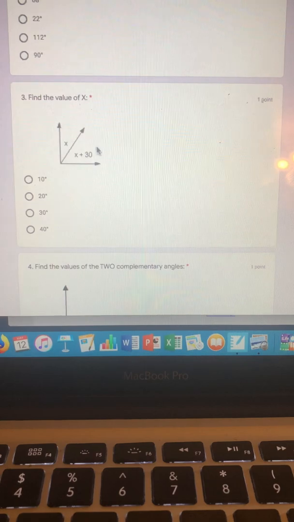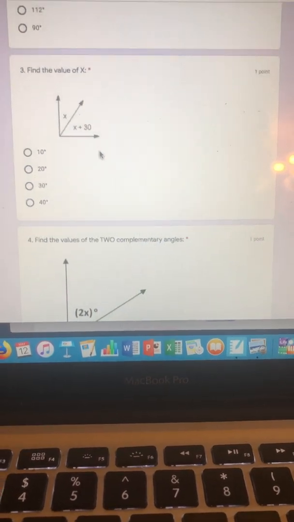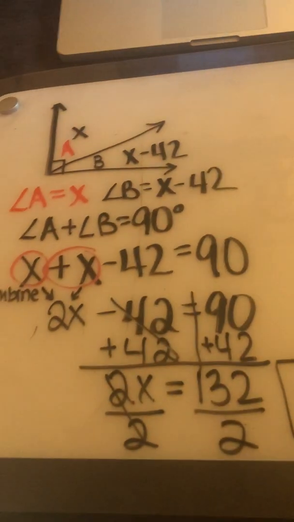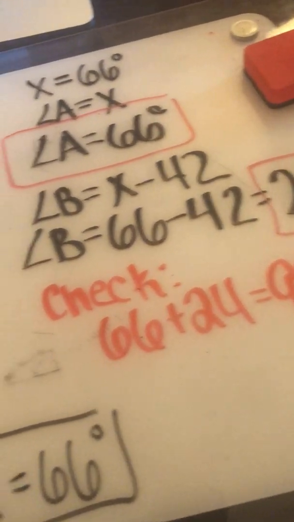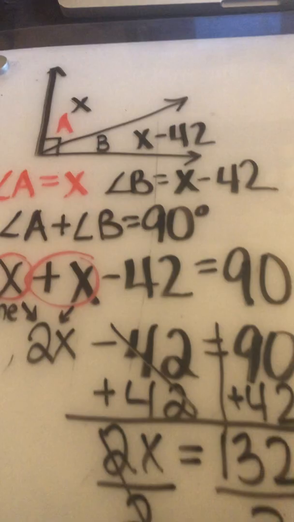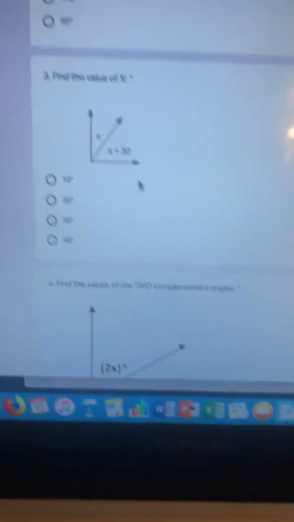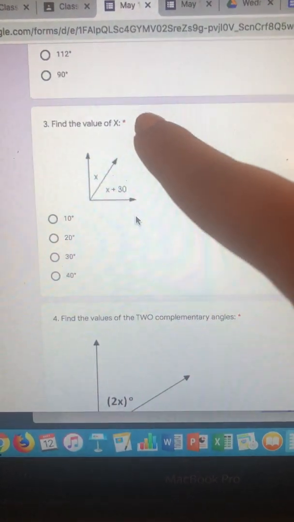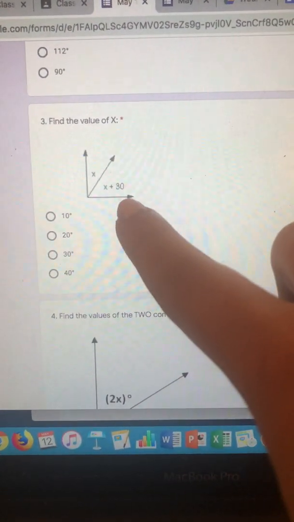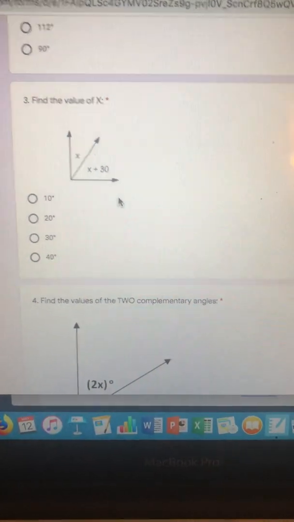Question 3 is similar to the one I just modeled for you. So it's going to be something like this, right? Go back in the video if you need to. I modeled a very similar question. For question 3, they only want x. So you don't need to plug it back in. You're just going to find the value of x.